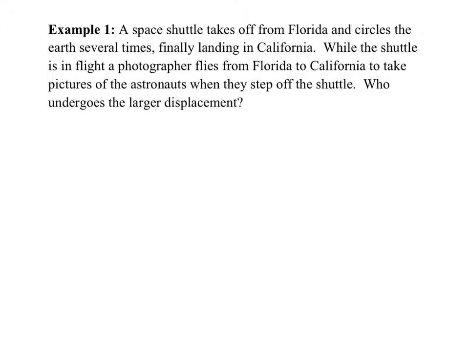Again, the distance traveled for these two movers, the astronaut and the photographer, these two objects in motion, are not the same. So the astronauts clearly travel a much longer distance because they circumnavigate the Earth several times before landing in California. Now, the idea of distance and displacement is really important, and we're going to keep going with this for the next example. So let's go right into the next example.